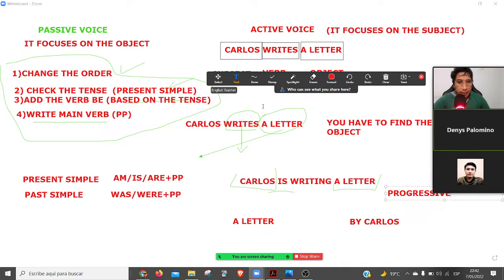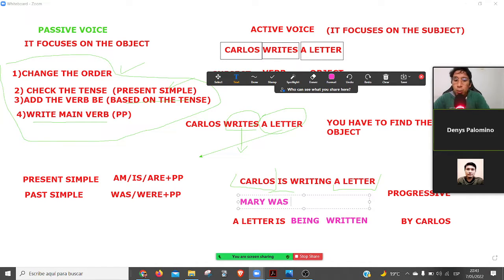Present progressive or continuous. Remember, when you work with the present progressive or the past progressive, you have to do this. You check present, yes. You have to add the word being, and then the participle form, written, okay? Did you understand? In progressive form, we have to add being. Because if you translate it into Spanish, it doesn't make sense. Si tú me dices, Carlos está escribiendo una carta, está siendo escrita por Carlos. Did you understand? Yes. Pretty good. Being.